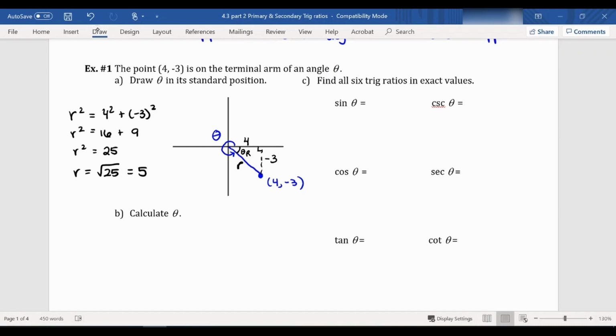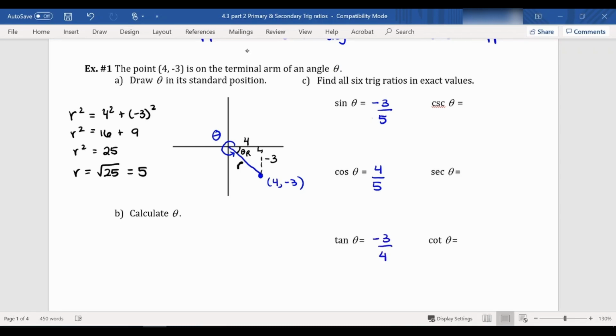Now that we have that, we can find our sine, cosine, and tangent. Sine is opposite over hypotenuse. Our opposite is -3. Our hypotenuse is 5. Cosine is adjacent over hypotenuse. Our adjacent is 4. Our hypotenuse is 5. And tangent is opposite over adjacent. That would be -3 over 4.